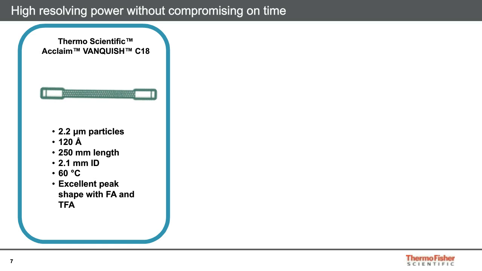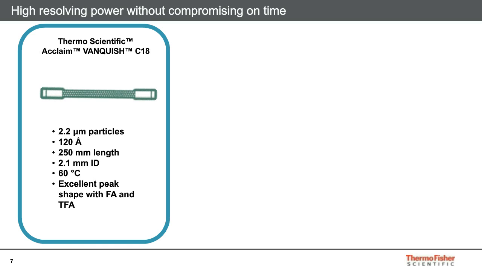Other features of this column are the small particle size. We are talking here about 2 micrometer particle size. Excellent peak shape for formic acid and TFA alike, and wide pores of 200 Angstrom. And we have a diameter of 2.1 millimeter ID, which is currently the best format for analytical methods.